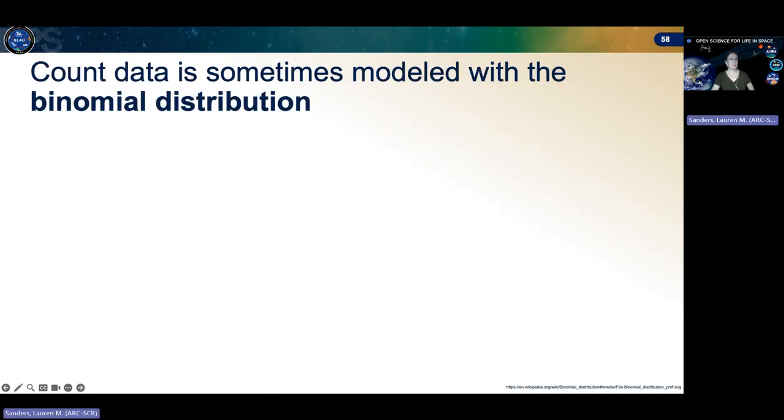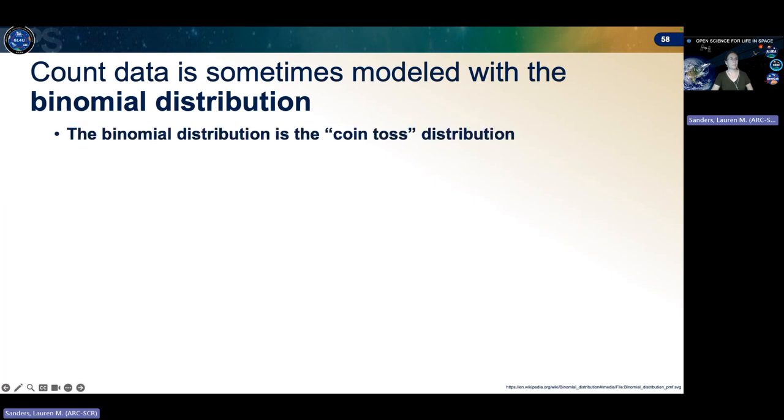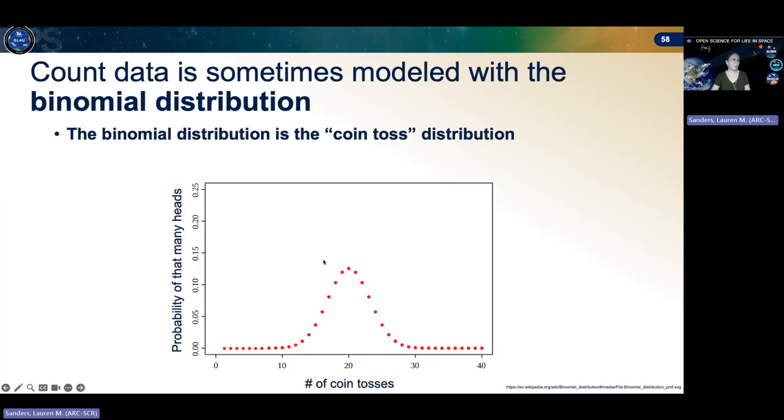So this count data is often modeled with the binomial distribution. The binomial distribution is also called the coin toss distribution. It's illustrated by the probability of getting heads when you toss a coin a certain number of times. So in this graph, if you toss a coin 40 times, your probability of getting heads is about half the time, right? But not all count data can be accurately fit with the binomial distribution because this is only used in situations where there's a relatively small number of data points.